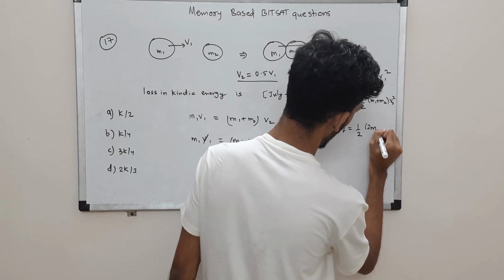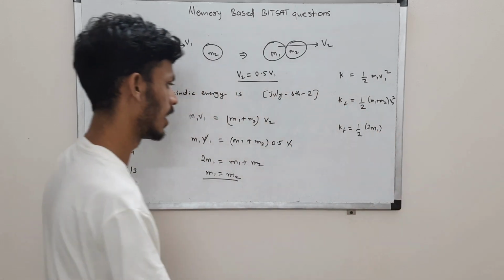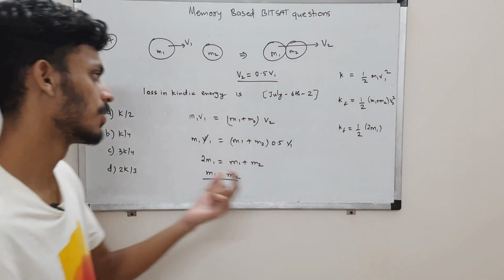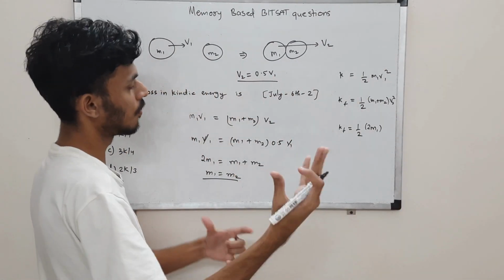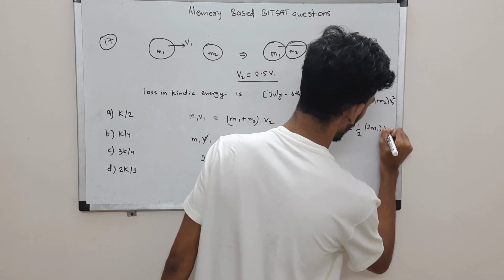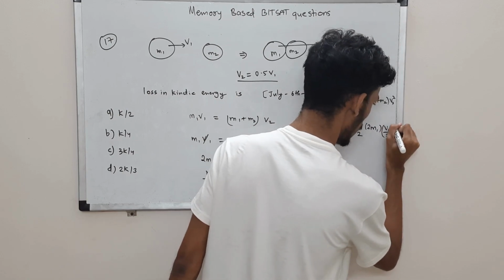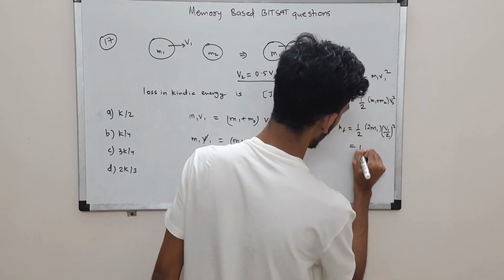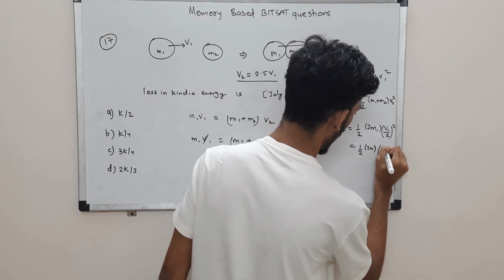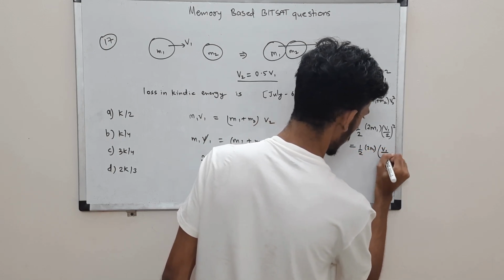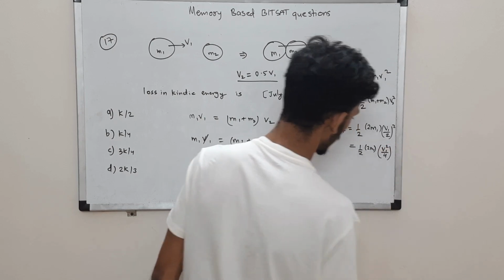m1 plus m2 is 2m1. I'll write it in terms of m1 only. So it will be 2m1, and v2 we are told becomes half of the initial velocity. So v1 by 2, and that squared. Half mv square, so this will be half, we have 2m over here, and v1 by 2, and this is squared, right?